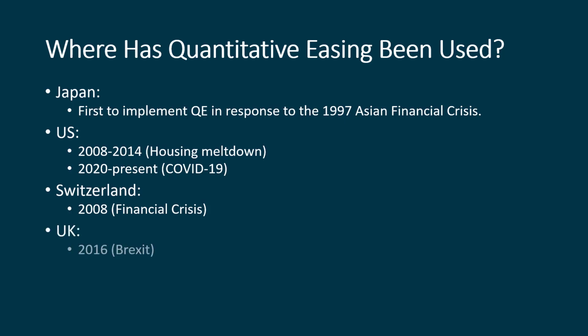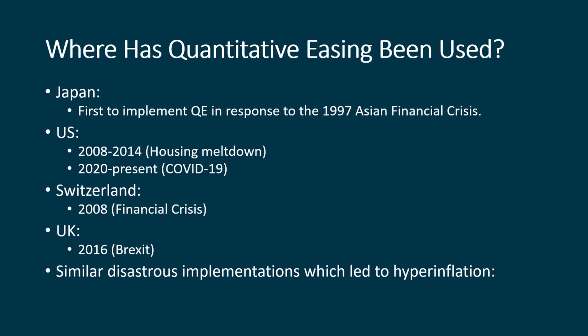Then in the UK, in 2016, there was a QE program implemented there as a response to Brexit when they decided to leave the European Union. The fear at that time was that interest rates were just going to go sky high. The UK government stepped in and started buying a lot of bonds to keep interest rates low, and it's still debated as of right now whether that was really effective or not effective.